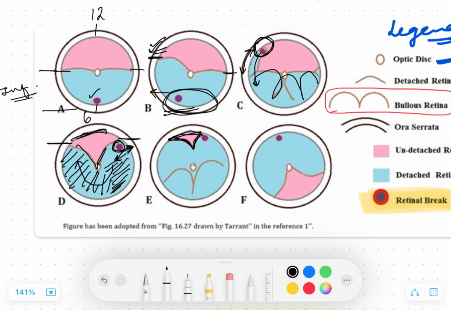So in this case, the primary retinal break will locate in the periphery nearest to its highest border. So whichever side of the border of the SRF is the highest, on that side the break will be present on the superior side.